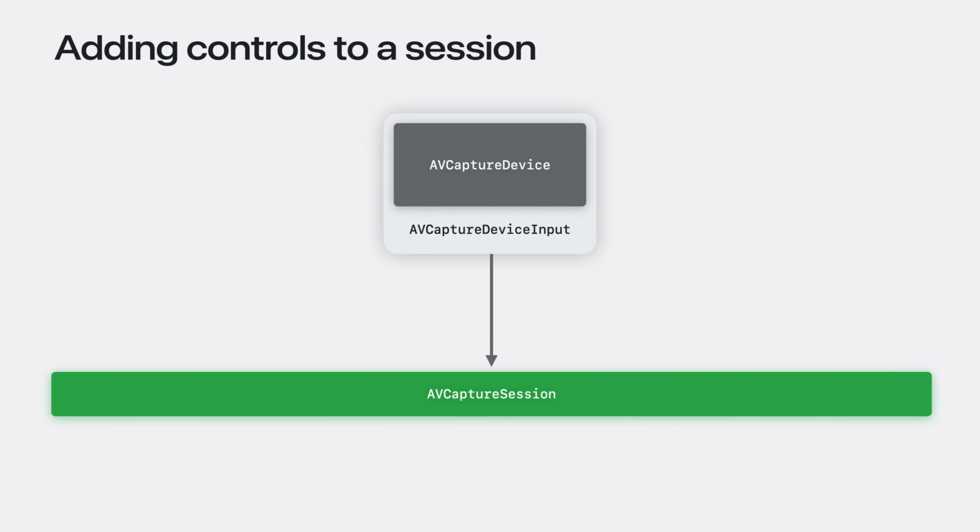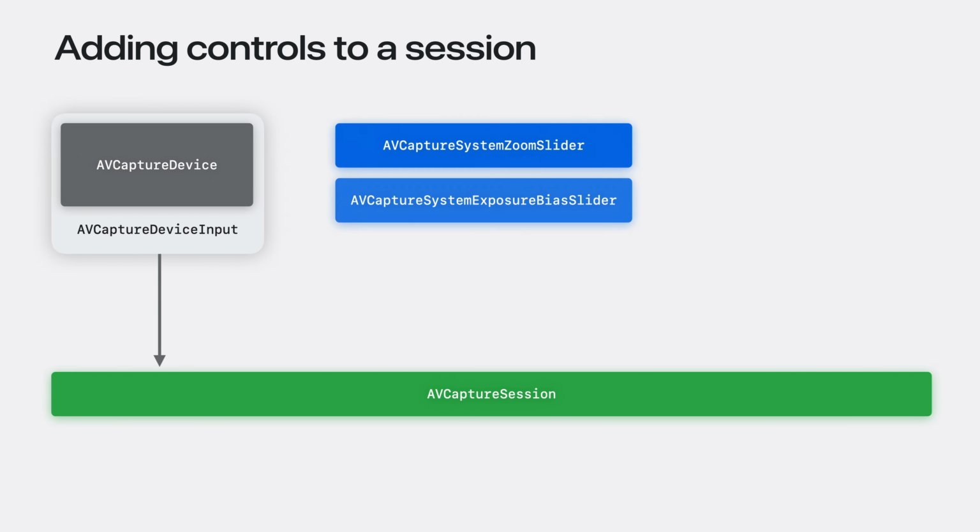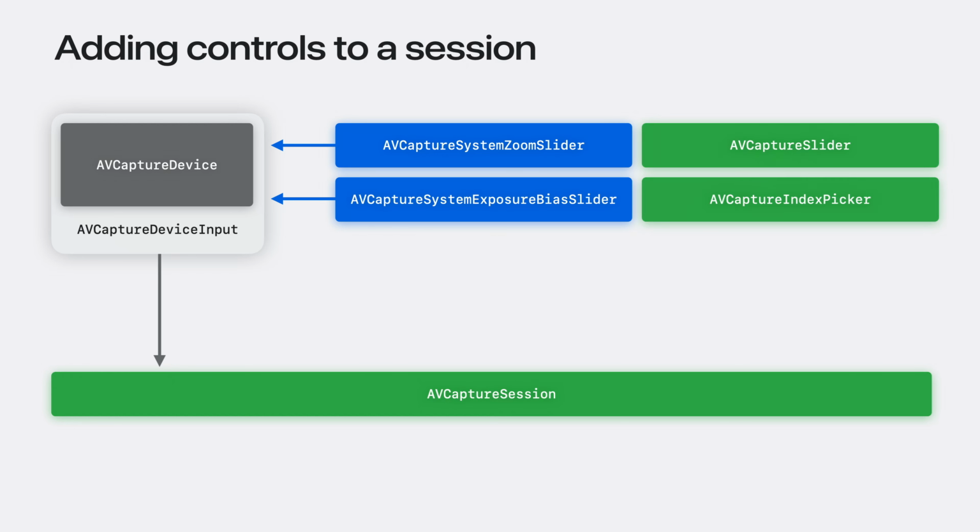To adopt controls in your app, you add them to an AV Capture session. Usually the first step in configuring a session is creating a capture device and adding it to the session wrapped as an input. Next, any system-defined controls are created with a reference to that same device for them to drive its properties on your behalf. Any controls with app-defined behaviors are also created at this time, and finally, each control is added to the session.